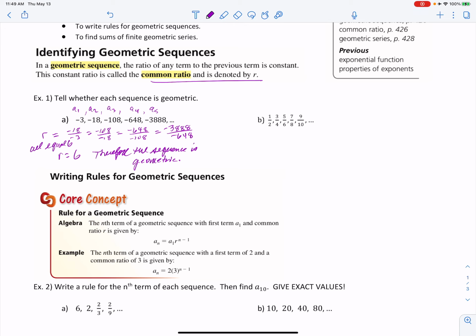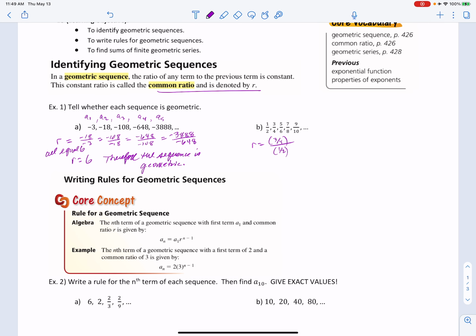So in part B, I'm going to take 3/4 divided by 1/2, and then see if that equals 5/6 divided by 3/4. This first one comes out to 3/2, and that doesn't equal the next one. When you take 5/6 divided by 3/4, it comes out to 10/9. So right there, they're not equal. The ratios are not constant, so it is not geometric.